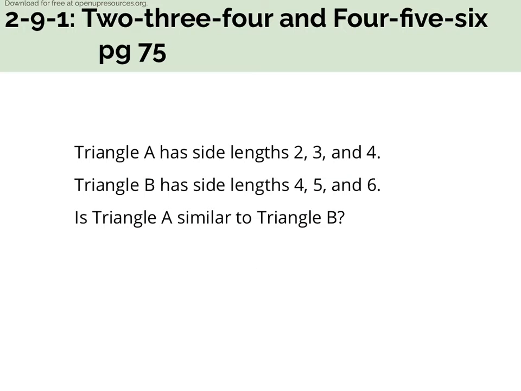Let's go ahead and turn to page 75. On page 75, 9.1, 2, 3, 4, and 4, 5, 6. What you're going to do is answer the question. Triangle A has side lengths 2, 3, 4. Triangle B has side lengths 4, 5, 6. Is triangle A similar to triangle B? Go ahead and pause right now and answer that question, and also give an explanation why.